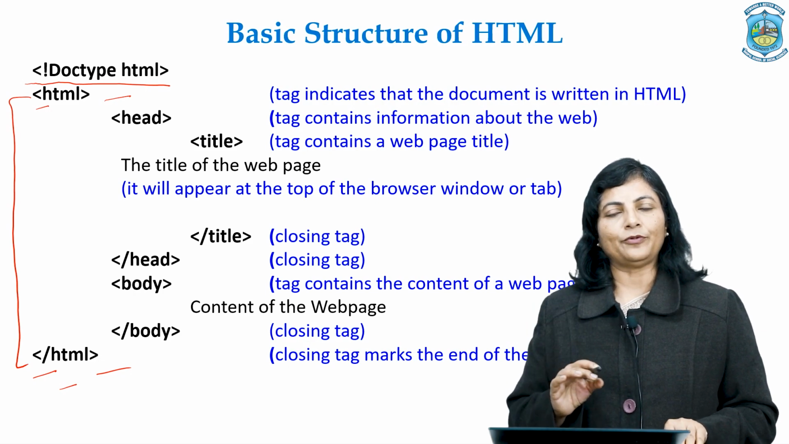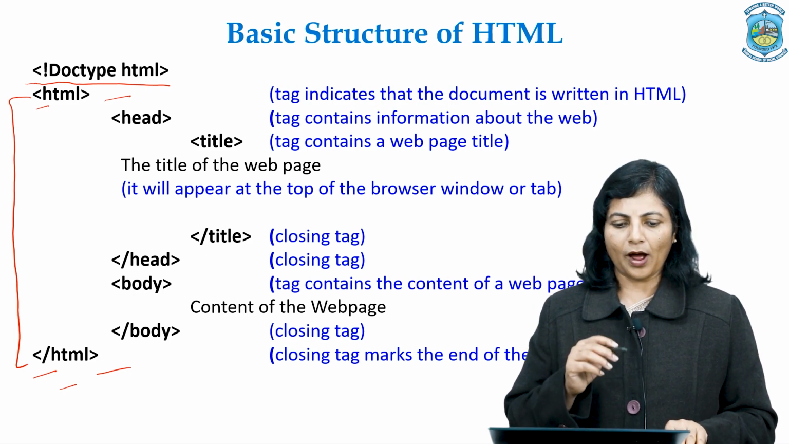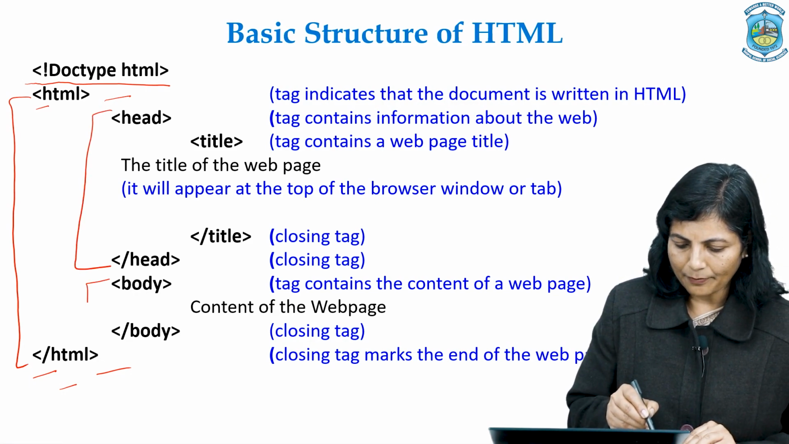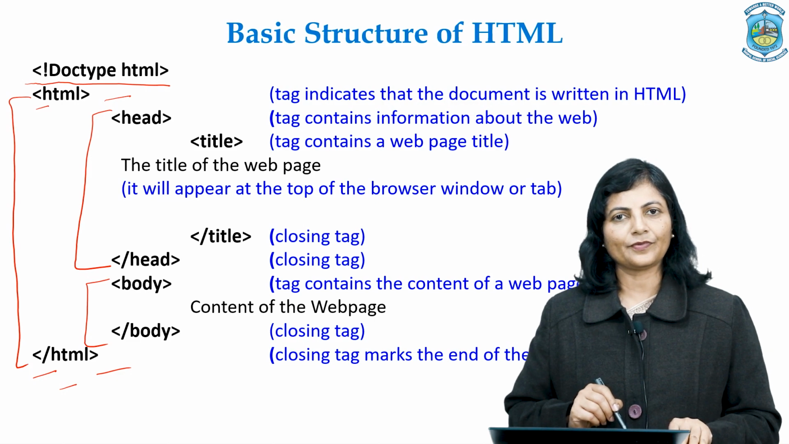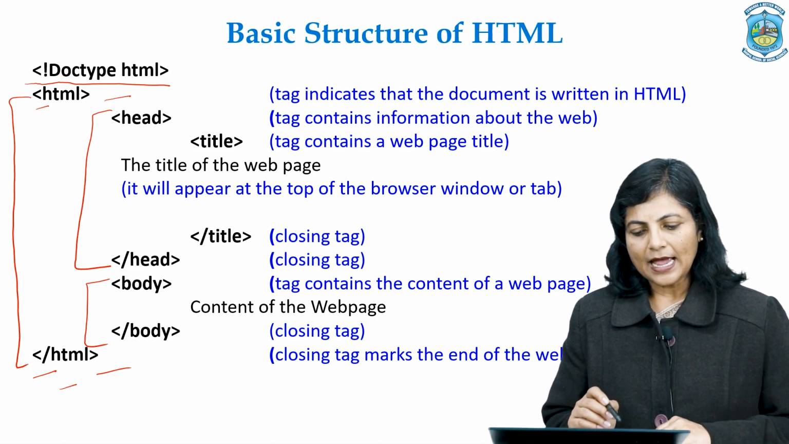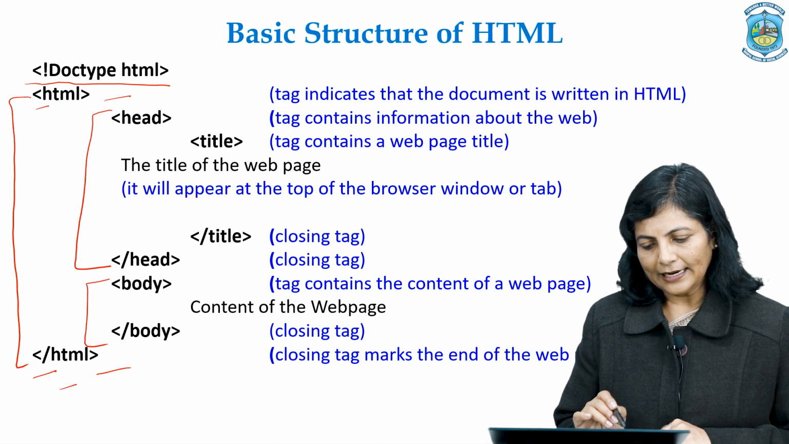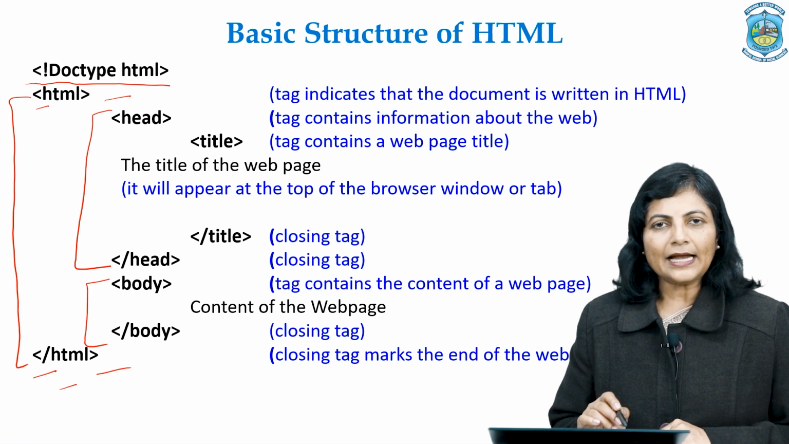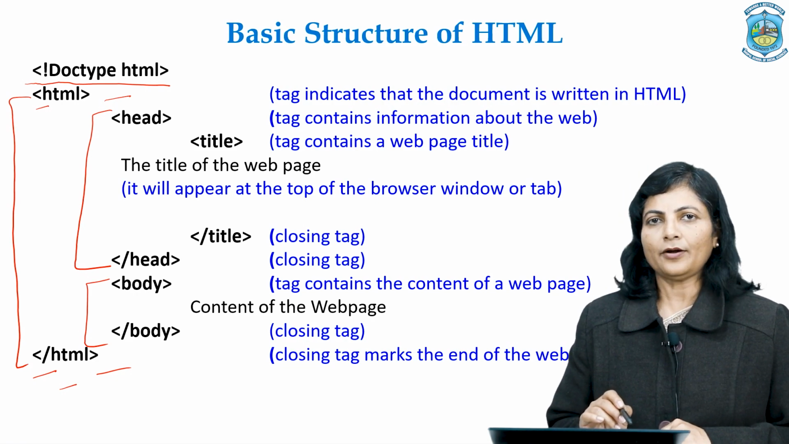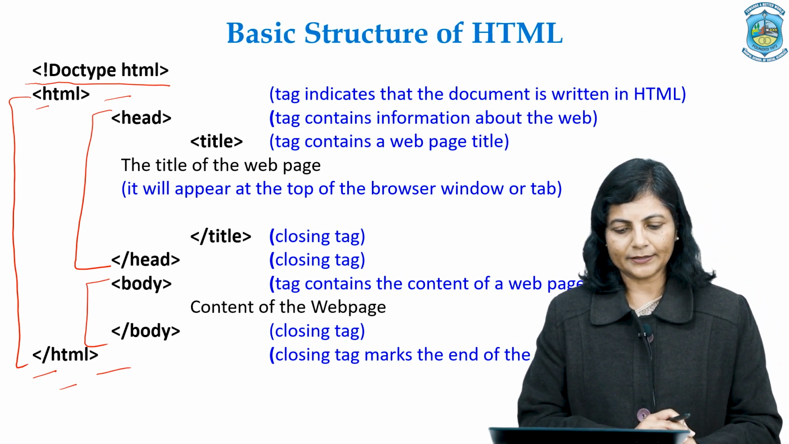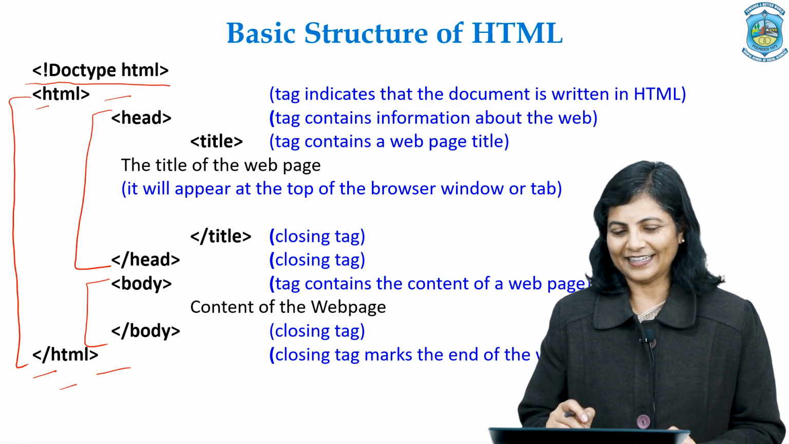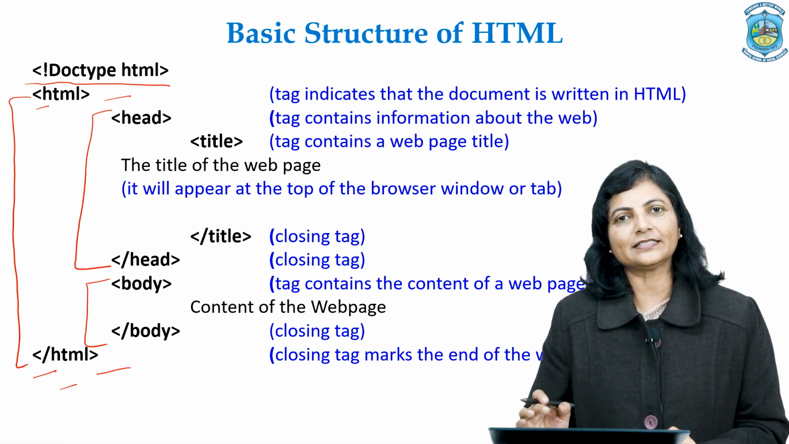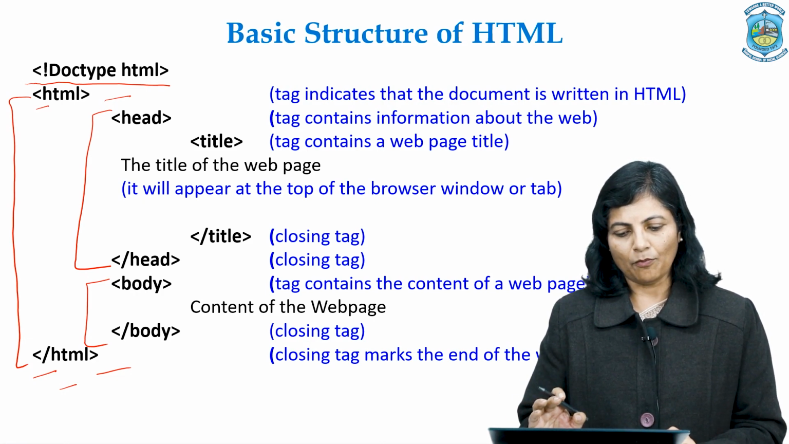Then each web document is divided into two parts, that is, the first part is the head section and the second part is the body section. In the head section you can see it is having a title tag. Whatever the title contains will be displayed on the title bar of your web page or website. A few more tags come under the head section that will be discussed later in the modules.